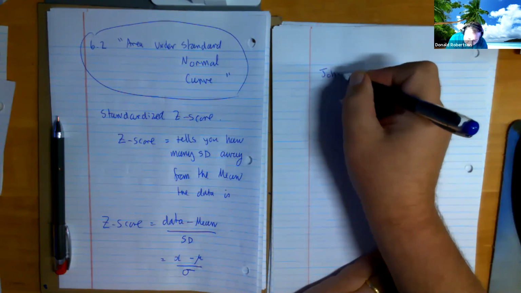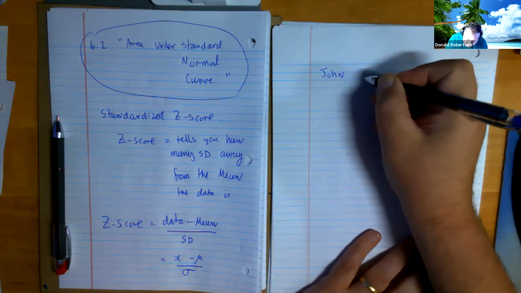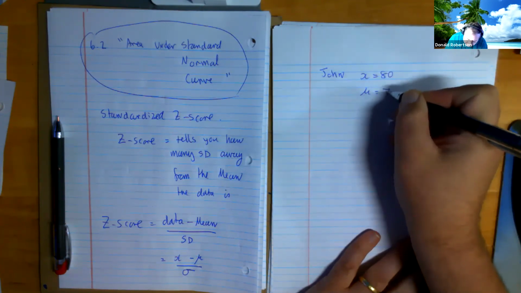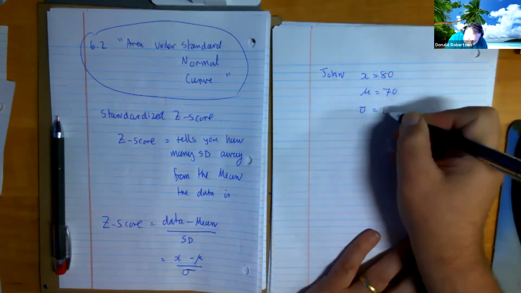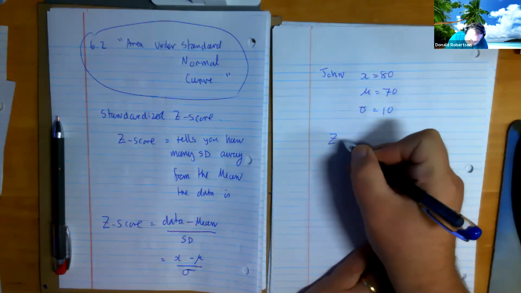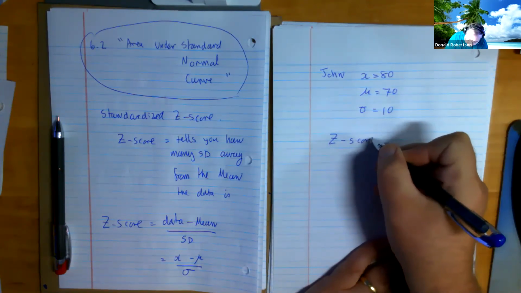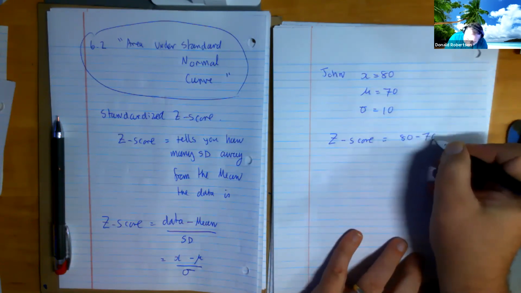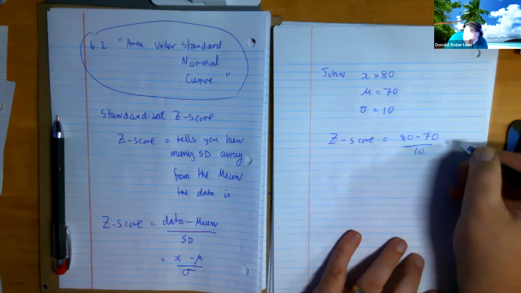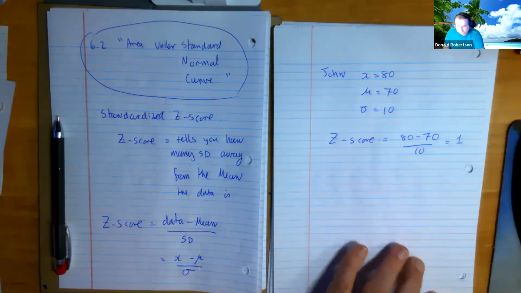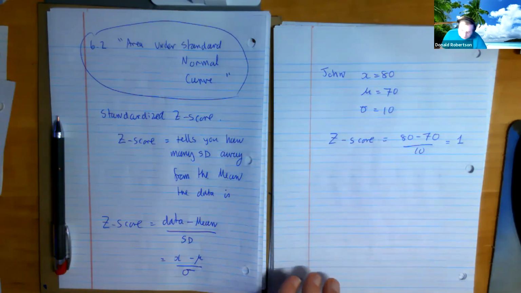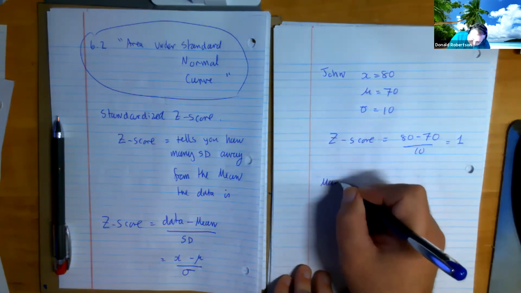So we are going to find the z-score for John and Mary again. So here's John first. He got a score of 80. The mean was 70 and the standard deviation was 10. So the z-score for John is 80 take away 70 divided by 10, and that's 1. So John was just 1 standard deviation away from the mean, right? Which is good.